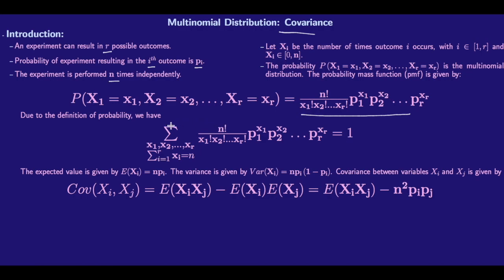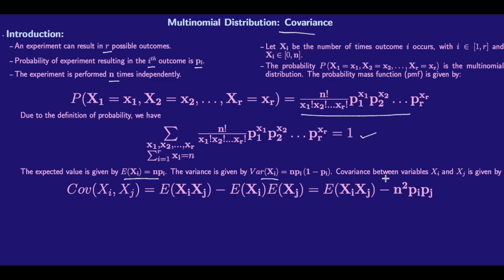Due to the definition of probability, if we sum over all the possibilities of x1 to xr, this should sum to 1. We have already proved that the expected value of any xi is n times pi, and the variance of any xi is n times pi times 1 minus pi. Note that this is the same as the binomial distribution, because the binomial distribution is just a special form of the multinomial distribution with r equal to 2.